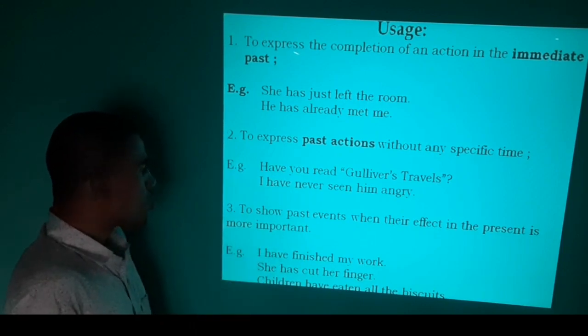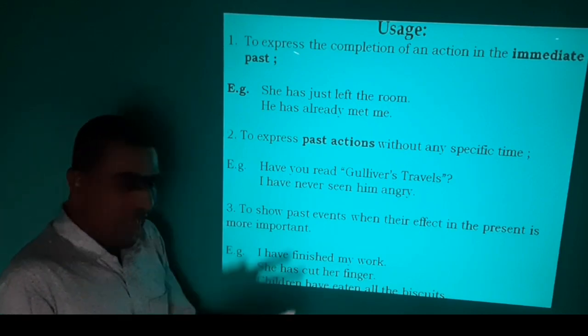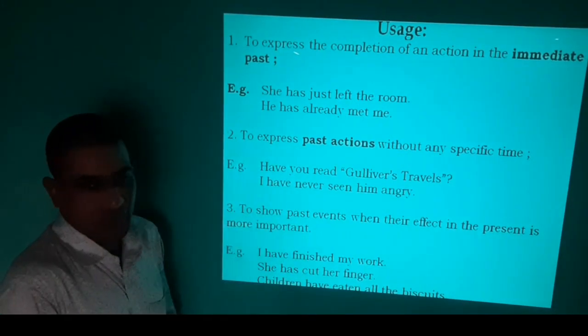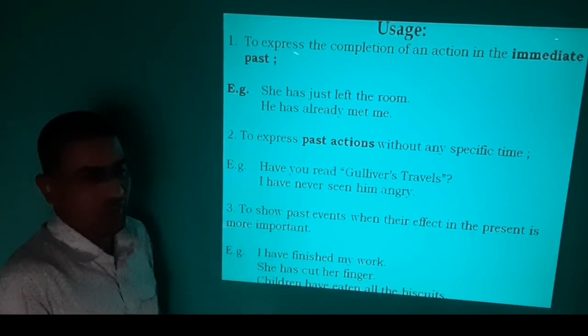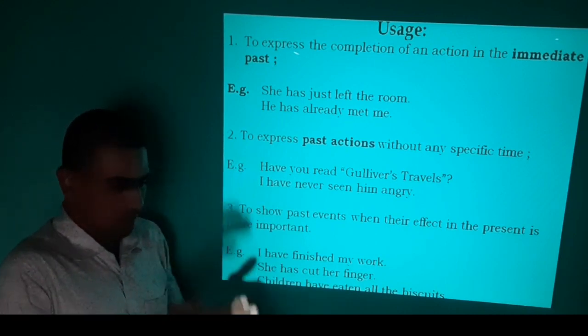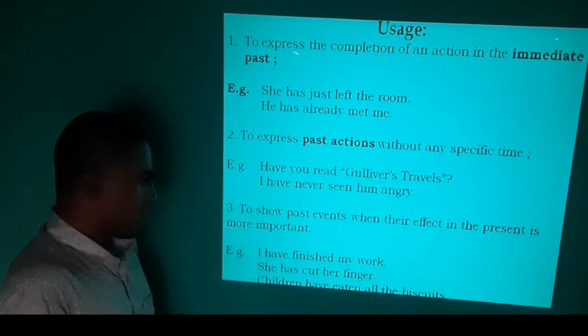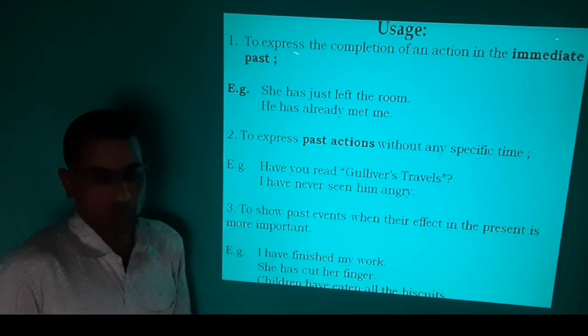Next, the third one: to show past events when their effect in the present is more important. The action is over, but its effect is still there in the present. I have finished my work. If you say it in such a way, it means I am free now. She has cut her finger, which means now it is bleeding. Children have eaten all the biscuits. If I say that, it means now there is nothing left for me to eat.